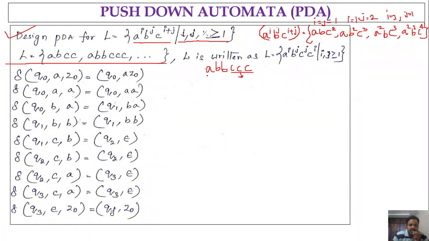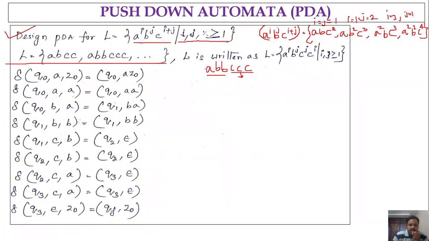So here what we do is that whenever we get a or b, we simply push those symbols onto the stack. Okay, and then for every occurrence of c we will pop the stack, right? So the moment we process the entire string and we don't have anything left to process, and the stack content is Z naught, the string is said to be accepted.